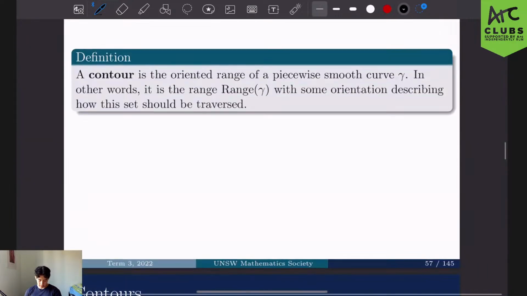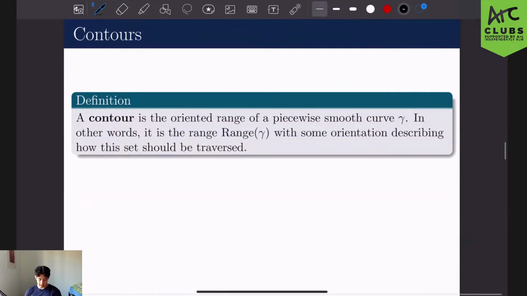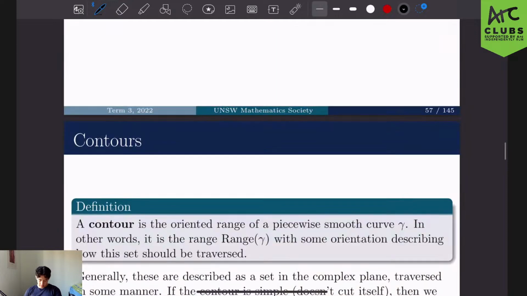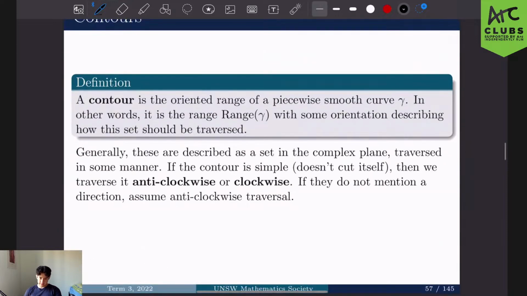Right. So the definition of a contour. A contour is the oriented range of a piecewise smooth curve gamma. In other words, it is the range with some orientation describing how this set should be traversed. That's a mouthful, but basically it's saying the direction, which is typically anti-clockwise.